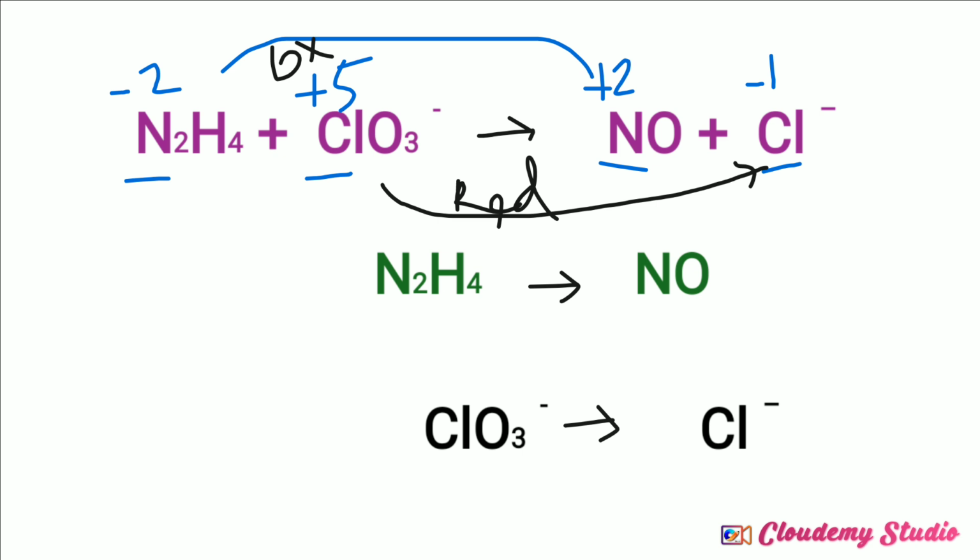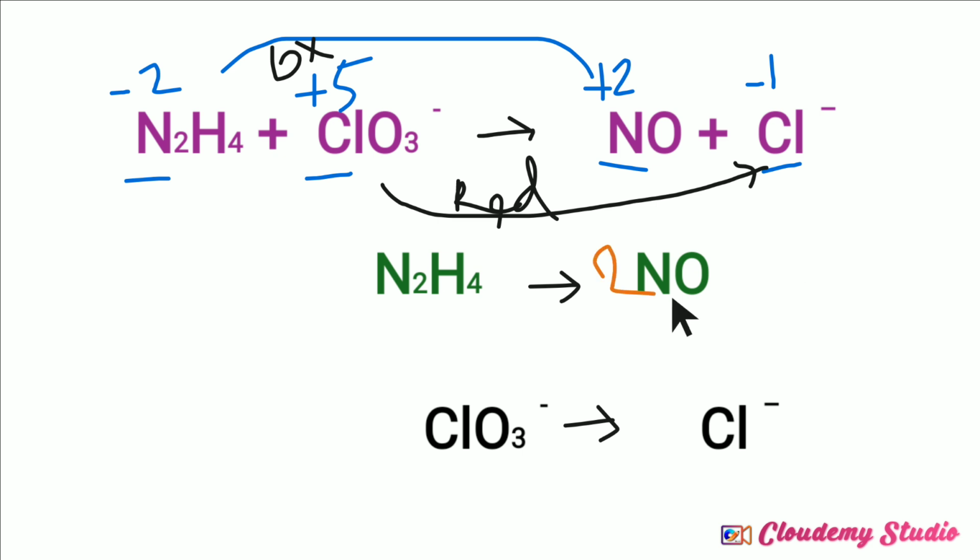In the oxidation half reaction, that is the conversion of hydrazine N2H4 to NO, nitric oxide, on the left hand side two nitrogen atoms are there, but the right hand side has only one nitrogen atom. So at the beginning we need to balance the atoms other than hydrogen and oxygen. Therefore, nitric oxide has to be multiplied by 2.